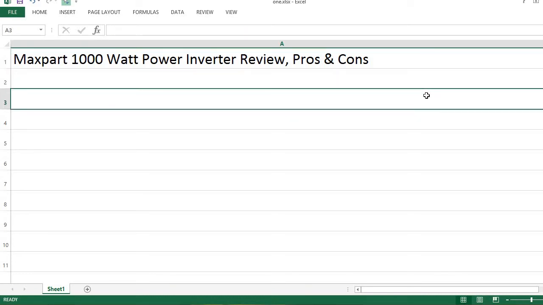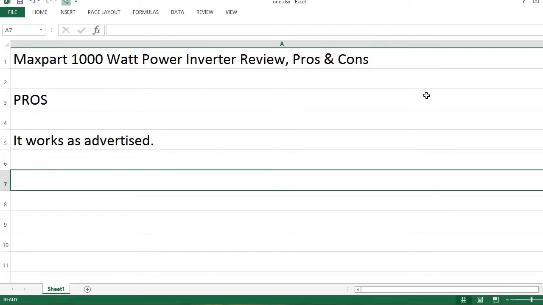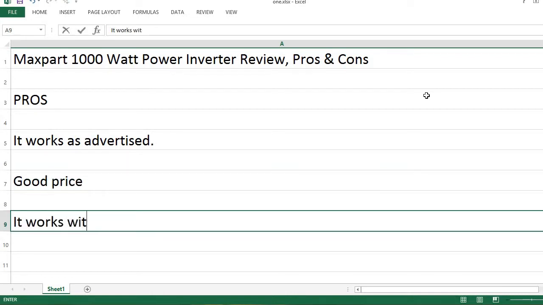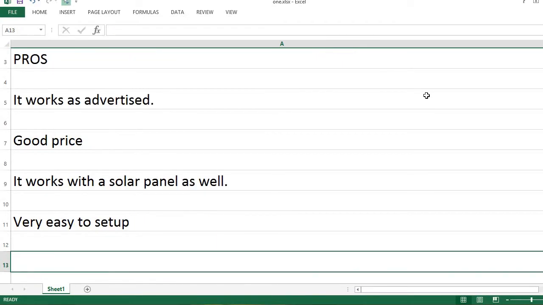Maxpart 1000 Watt Power Inverter Review, Pros and Cons. Pros. It works as advertised. Good price. It works with a solar panel as well. Very easy to set up.